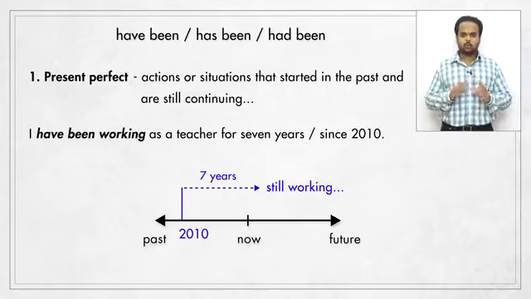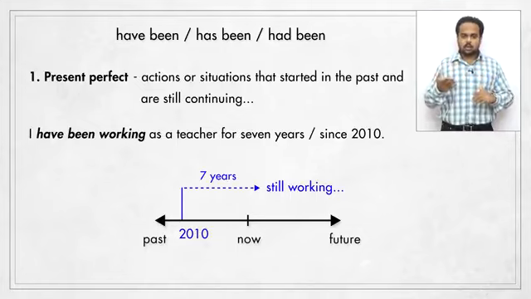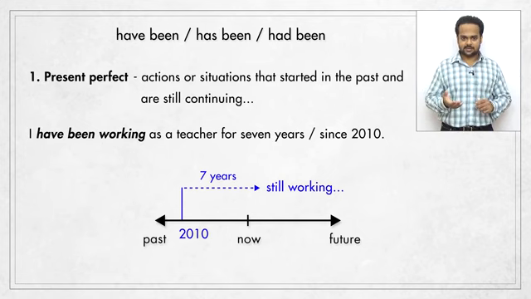The difference between for and since is that if you want to mention the duration or the amount of time, then you use for, like for 7 years. If you want to mention the starting point of the action or situation, use since, as in since 2010.